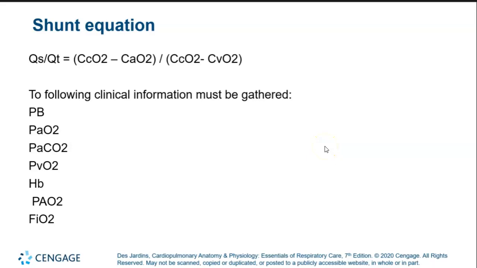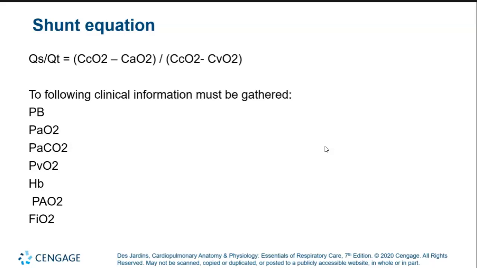Now let's talk about the shunt equation. So shunting and venous admixture are common complications of a lot of different types of respiratory disorders. Like I was just mentioning, anybody that could have a consolidation or atelectasis or fluid in their alveoli are susceptible to having severe or critical shunts. So we can calculate the amount of interpulmonary shunting using the classic shunt equation.